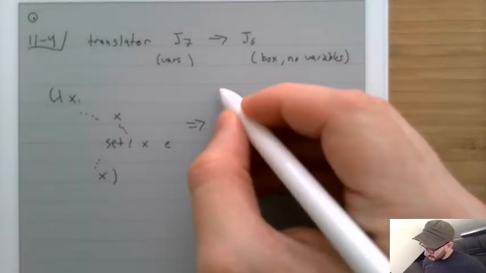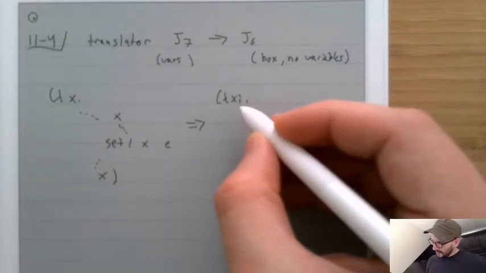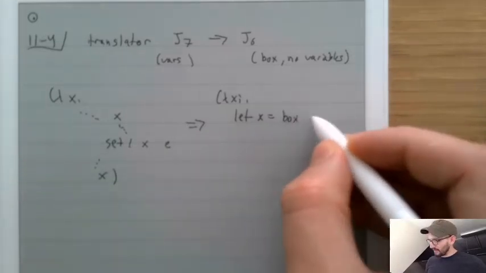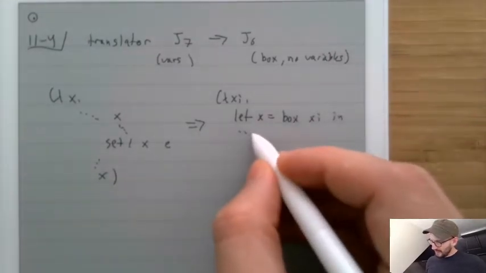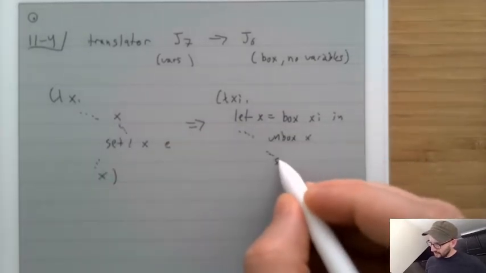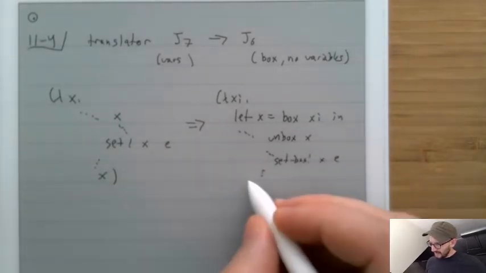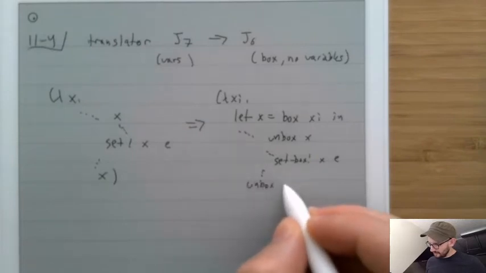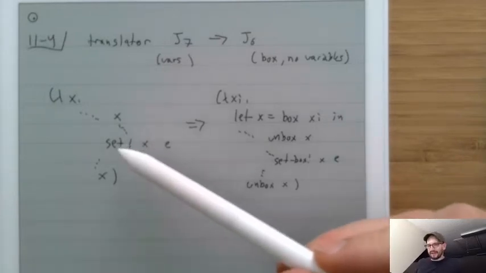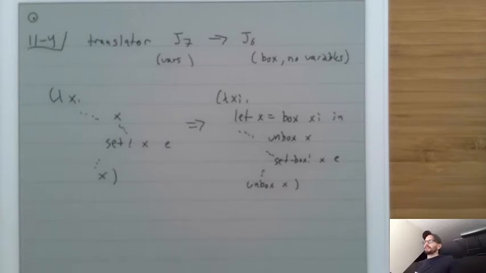It's going to turn it into lambda xi, where the i is for the initializer of it. Then it's going to say let x equal box of xi in, and then it's going to find that x right there and change it into unbox x, find that set and turn it into setbox x, and find that x and turn it into unbox x. Okay? So the idea here is that your translator is going to identify every time that you allocate a variable and then change it so that it now is boxed.